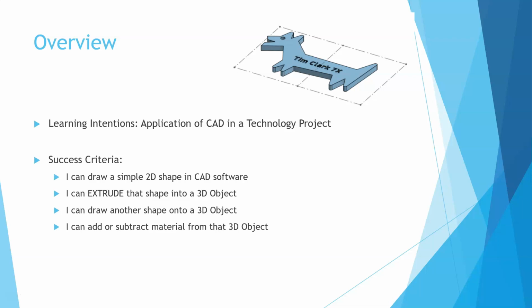You should be able to extrude that shape into a 3D object. You should be able to draw another shape onto that 3D object, and you should be able to add or subtract material from that 3D object.